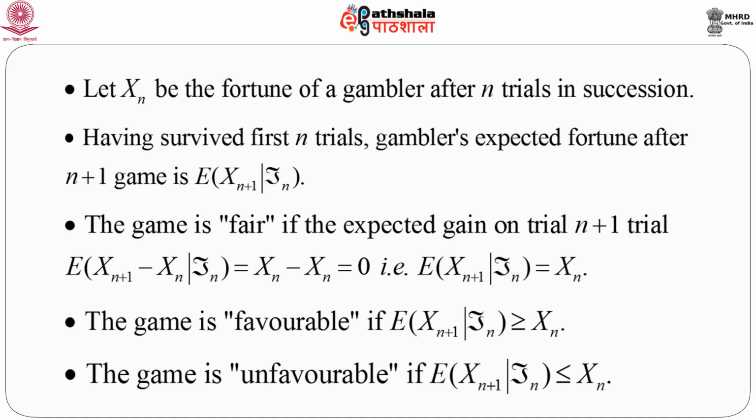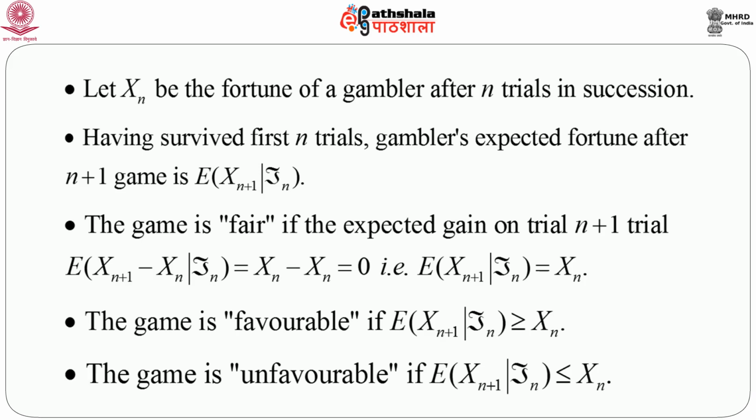So, let us first introduce this Martingale from a gamble or a problem from gambling theory. Let Xn be the fortune of a gambler after n trials in succession. A gamble means you are considering a gamble with one trial after another. So, after n trials, the fortune of the gambler, or the profit or the gain of the gambler, is denoted by Xn, which is naturally a random variable.